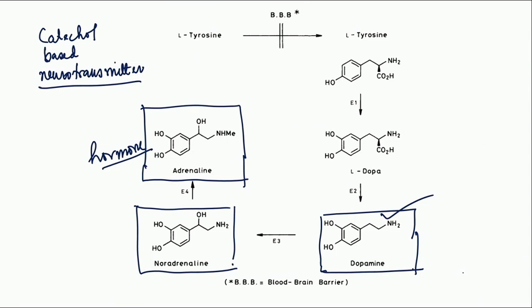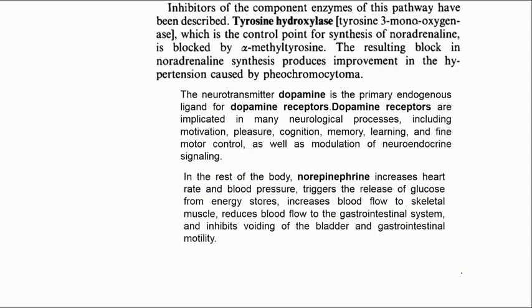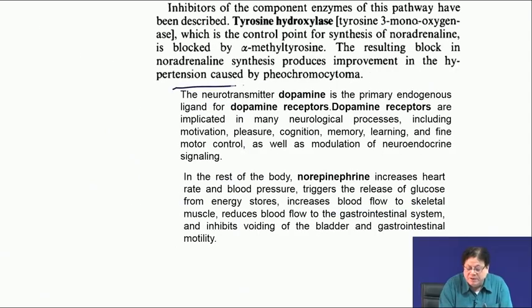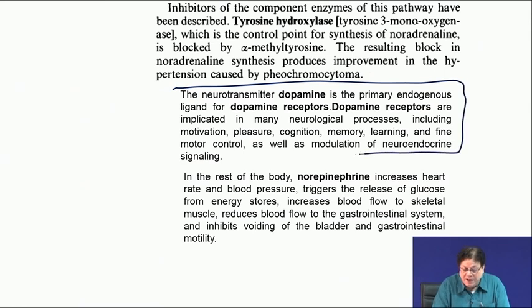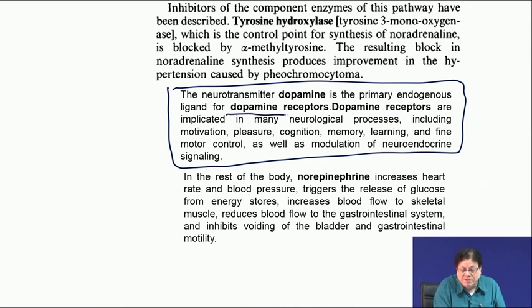Now, the question is what these neurotransmitters do in the body. The neurotransmitter dopamine is a primary endogenous, that means inside the body, ligand for dopamine receptors. Like all neurotransmitters, they work by binding to a receptor, but these receptors are very characteristic of the type of neurotransmitter that you have.